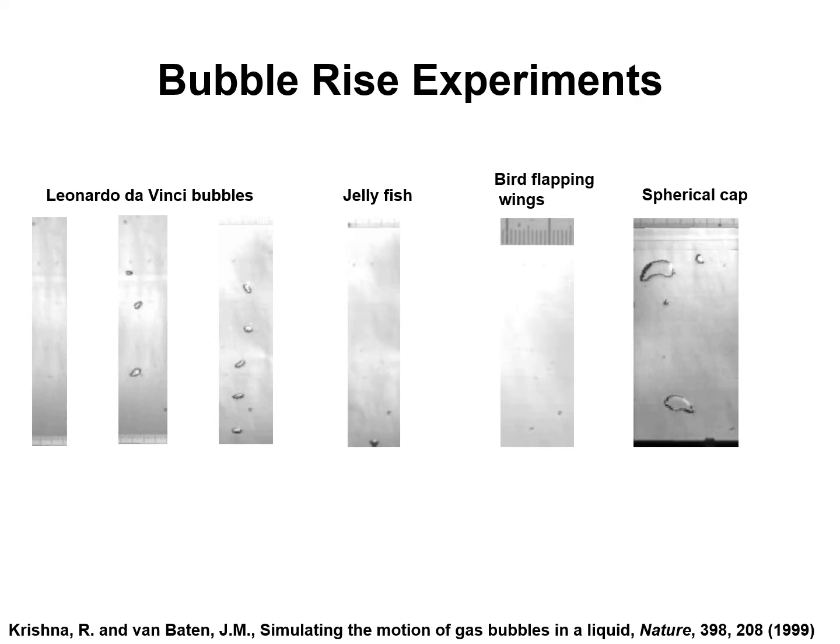A slightly larger bubble behaves like the jellyfish that was observed in the computational fluid dynamics simulations. Let's increase the bubble size a little bit more, and we see a little bit of the flapping of the wings observed in the simulations. Here's a 20 millimeter bubble that has the shape of a spherical cap and breaks up, recoalesces as it moves up the column.